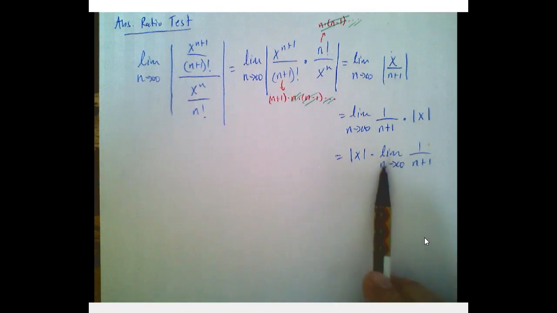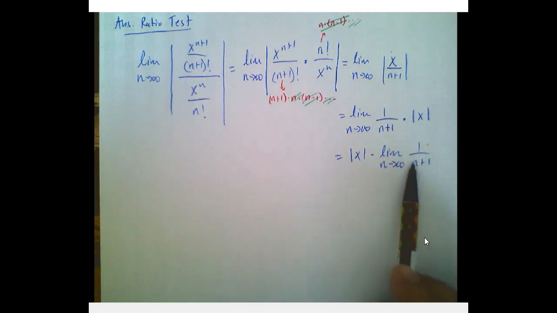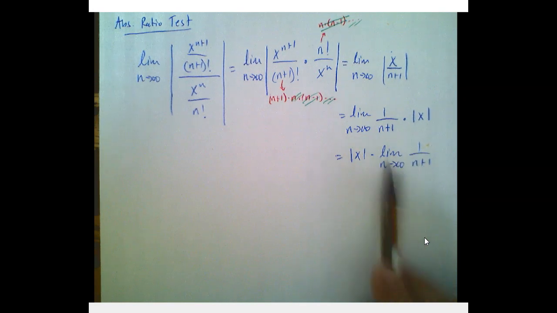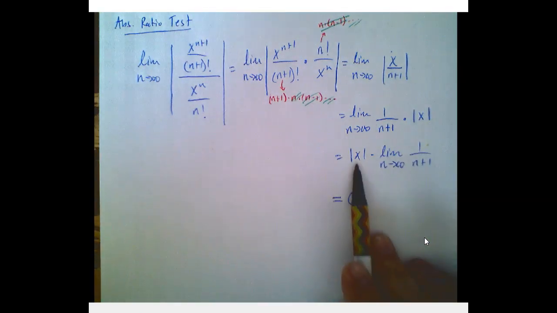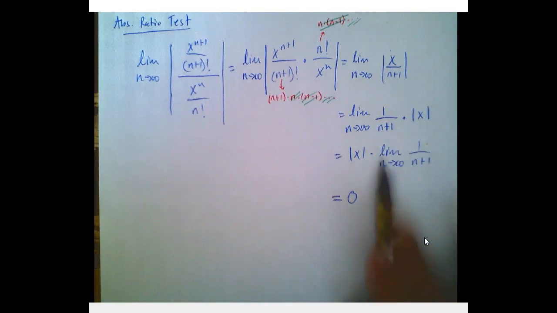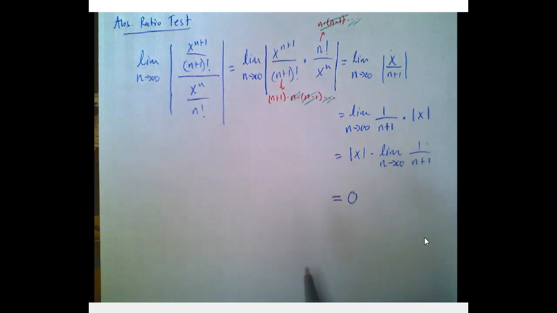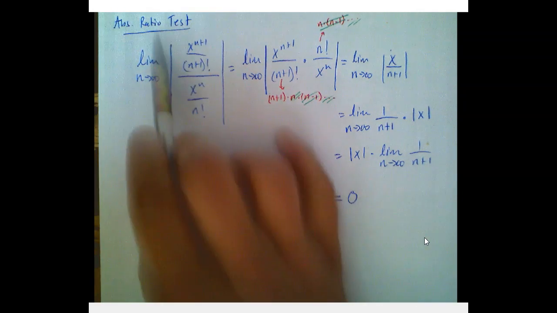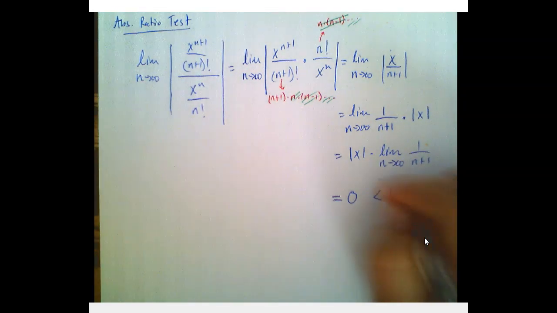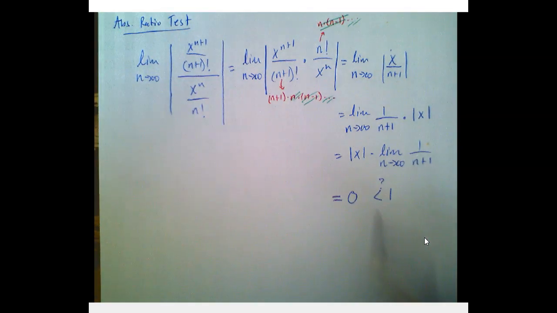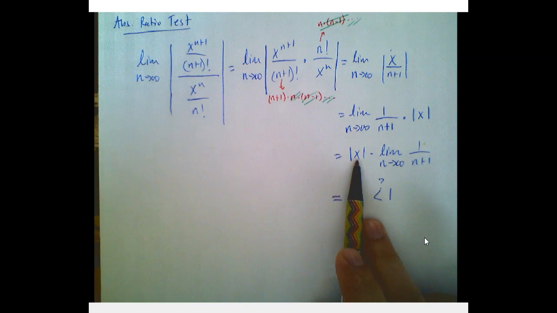So what's this limit? The limit as n approaches infinity of 1 over n plus 1 is 0. So this limit is 0, so that knocks everything out, right? Regardless of the value of x, this limit is always going to be 0. So what does that mean? Well, for what values of x is this limit less than 1? Well, that's all values of x, right? Because the limit's always 0. It doesn't depend on the value of x here.